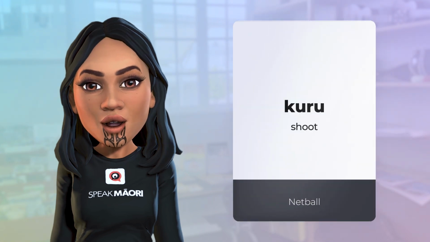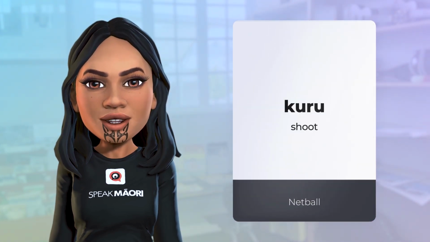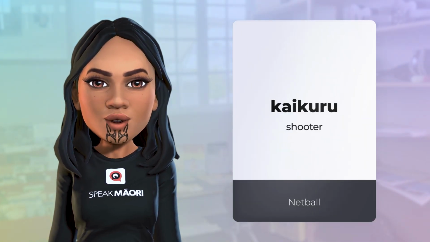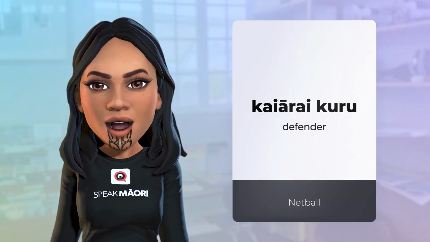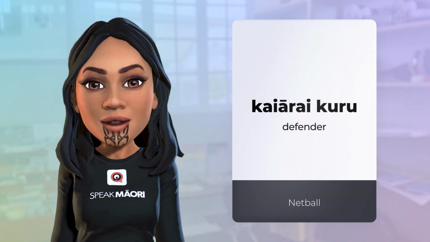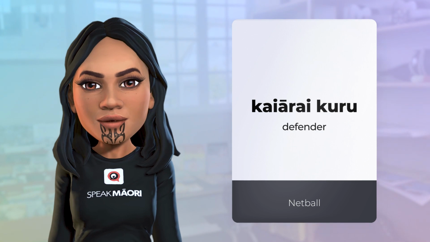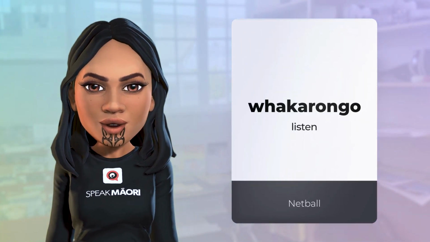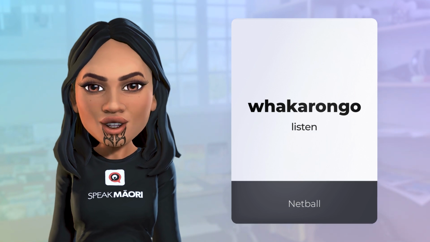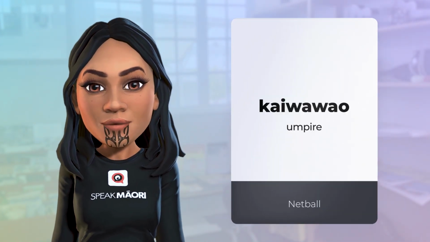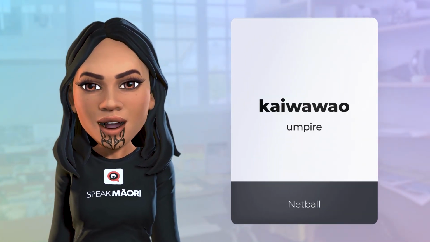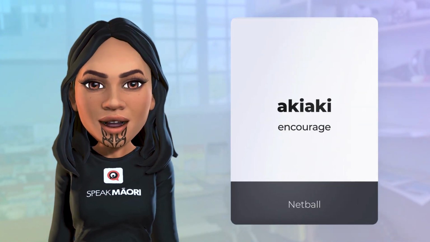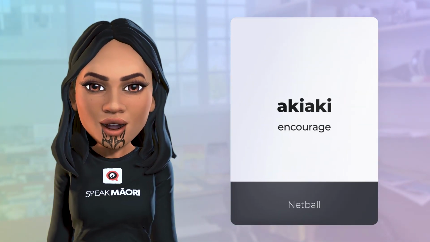The next term is kuru, which means shoot. I'm not a kai kuru or shooter, but I'm a kai ārai kuru or defender. The next term is whakarongo, which means listen, which I need to be better at, especially to the kai wawao or umpire. The final term is aki, which means encourage.